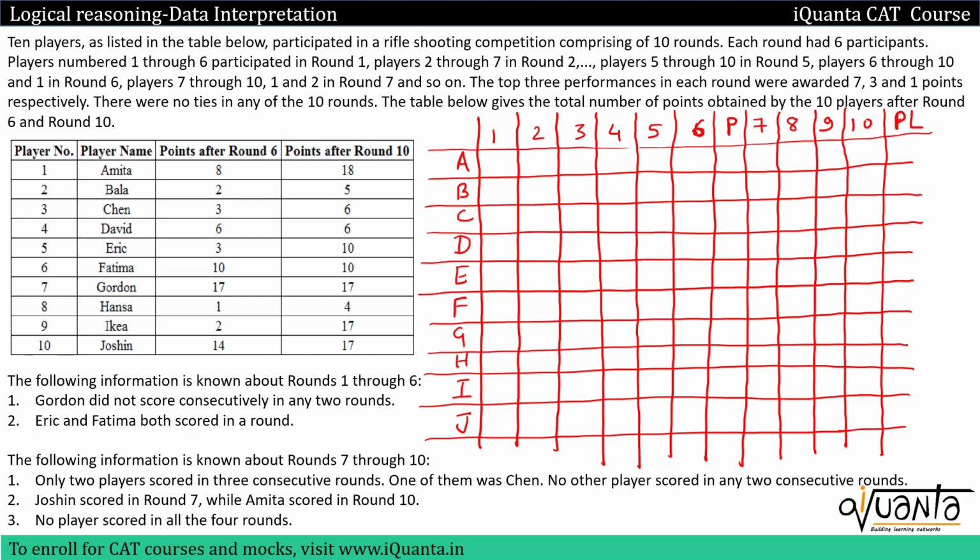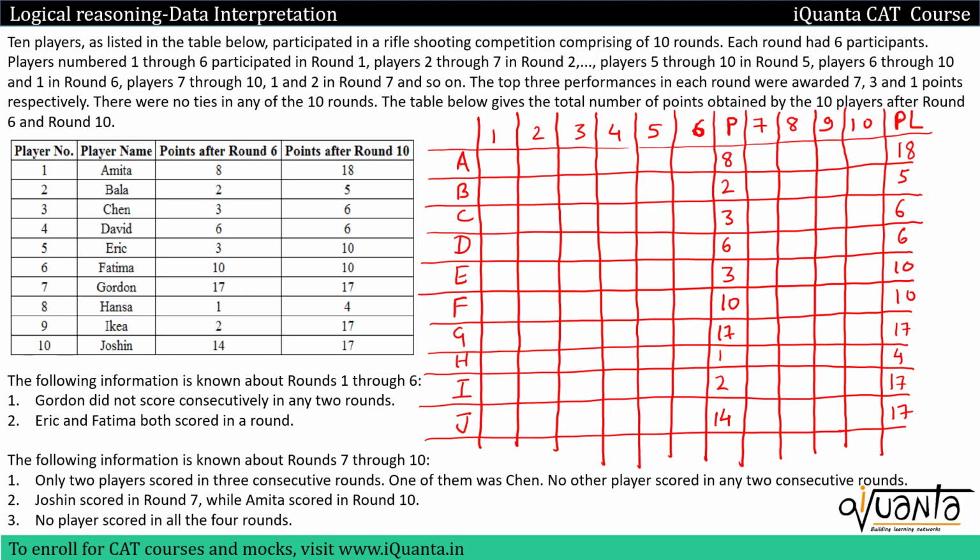Let me write down the points of all the players after round 6. So after round 6, A, Amita was having points 8, then 2 here, 3 here, 6, 3, 10, 17, 1, 2 and 14. Similarly, I'll write down their points after round 10 as well in the last column. So that's it. Now we were given that in round 1, players 1 to 6 are participating.